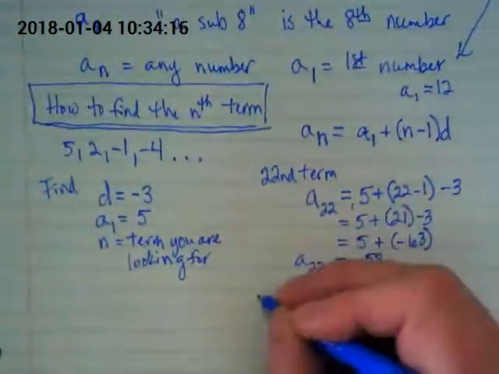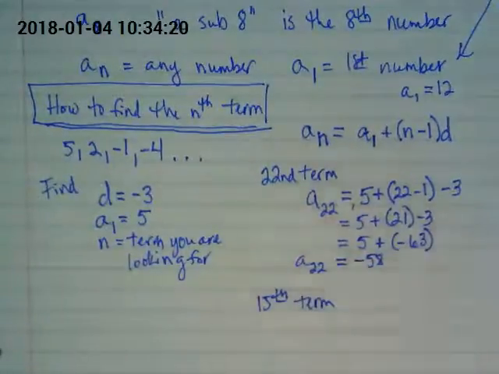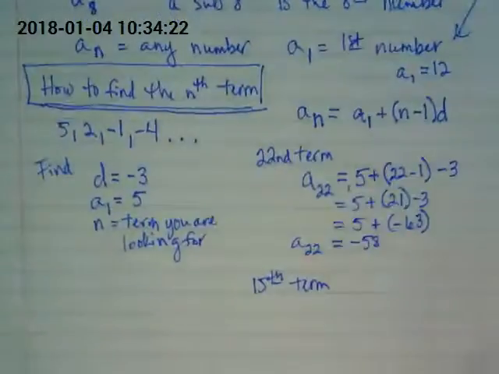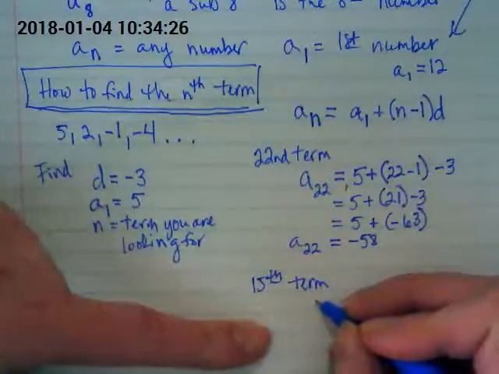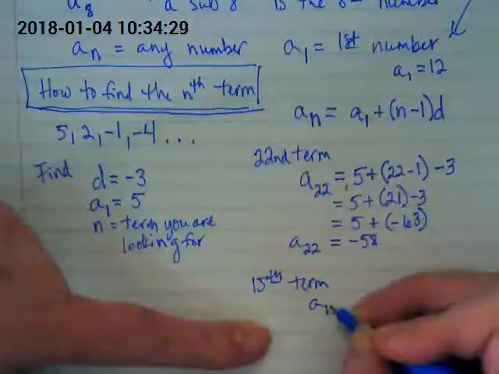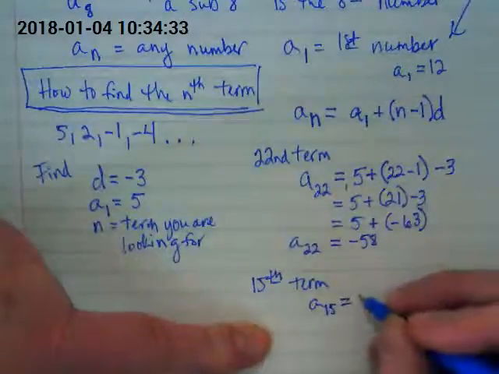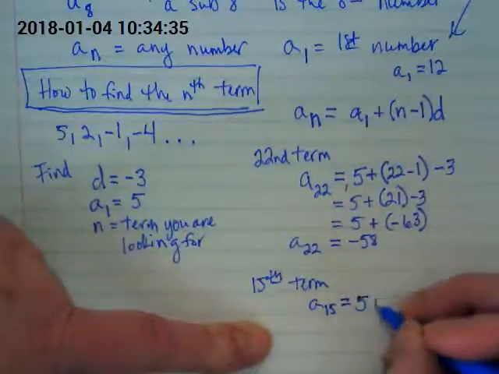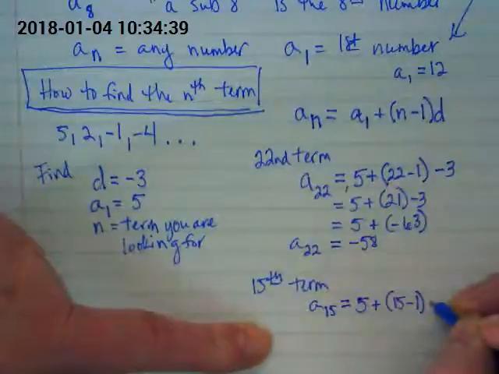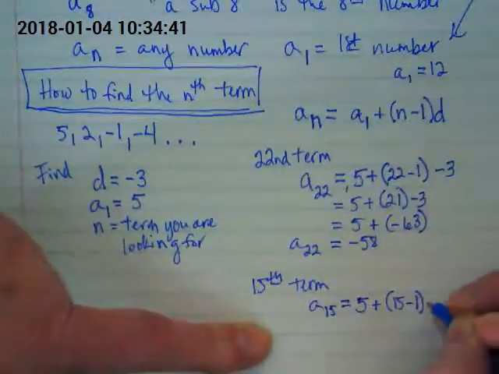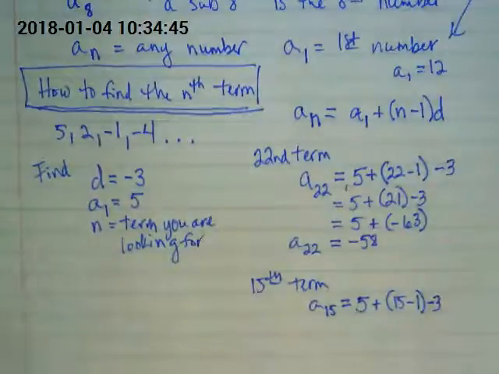Let's do the same sequence, but we're going to find the 15th term. And I want you guys to try to set it up. What do we do first? First, we do a sub 15. a sub 15 is equal to 5 minus 3 times negative 3.